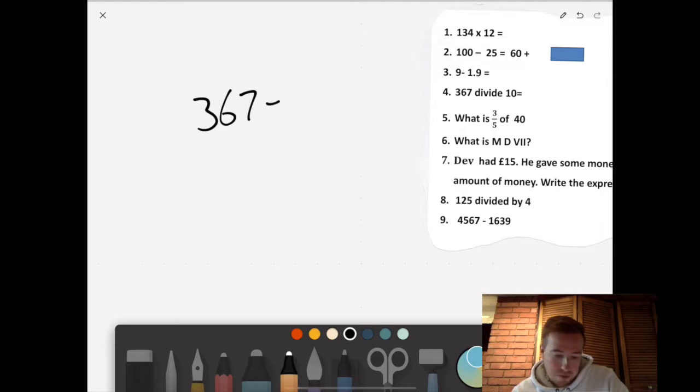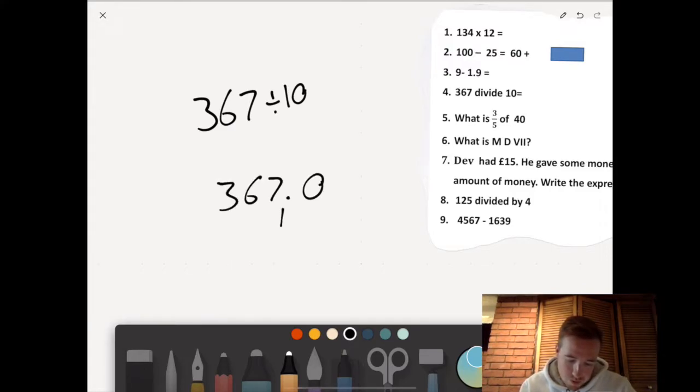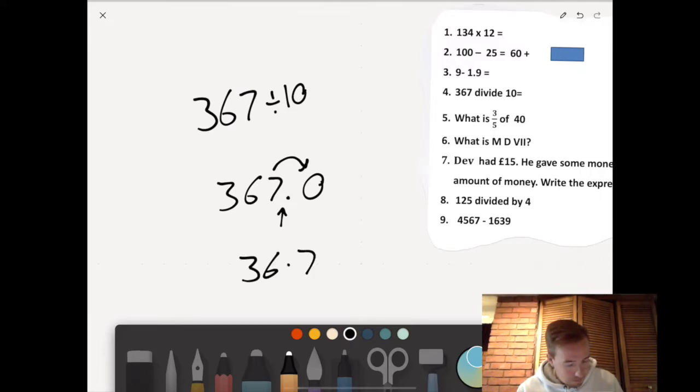Number 4, lovely and straightforward as well. 367 divided by 10. Well, everything moves one place value column to the right, which means that at the moment you've got 367.0 with the decimal point there. Everything moves one place value column to the right. So the 7 will enter into the tenths column, the 6 into the units, and the 3 into the tens. So you've got 36.7. Okay.